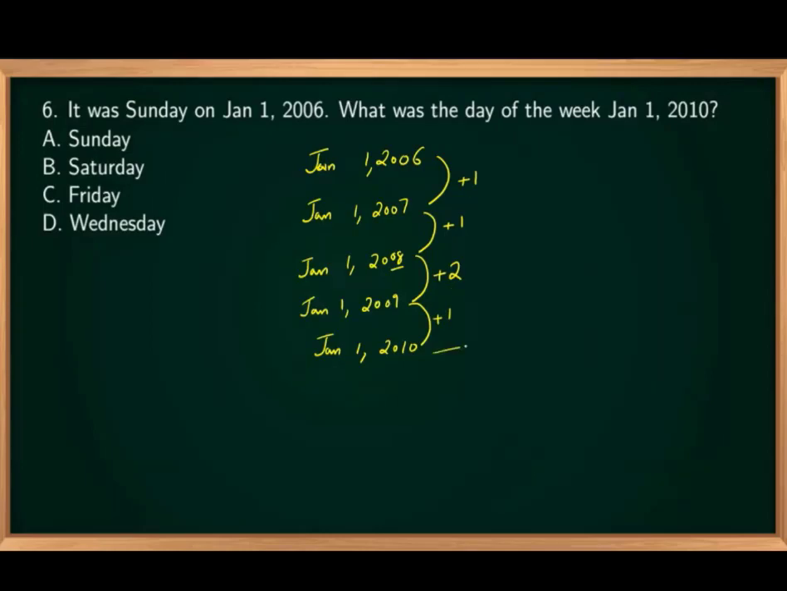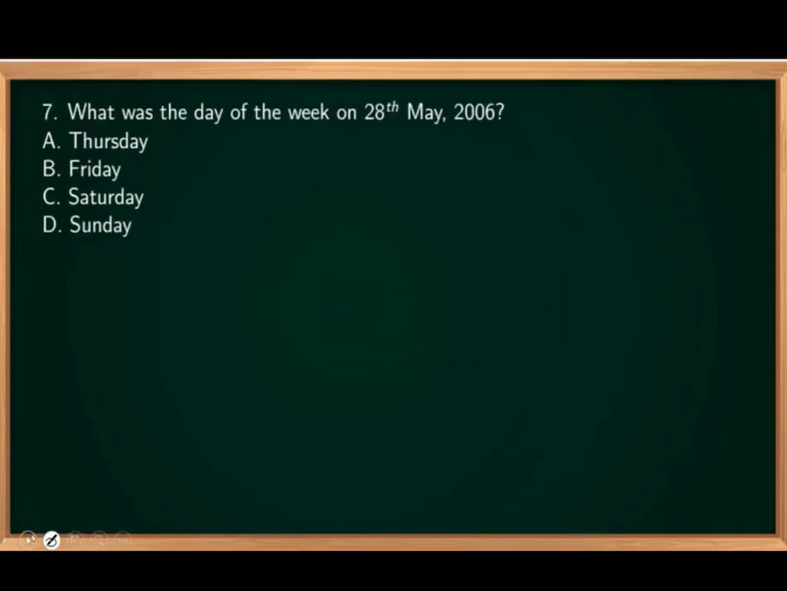So total: 1 plus 1, 2, 2 plus 2, 4 plus 1, 5. That is, Sunday plus 5 will be the answer. Sunday, Monday, Tuesday, Wednesday, Thursday, Friday. Friday will be the answer. Is it clear? Yes or no? Okay, fine. Then we can move to the next question.